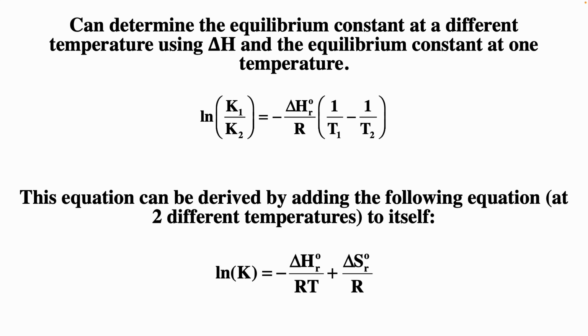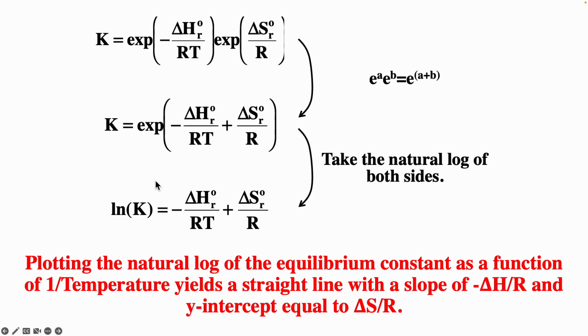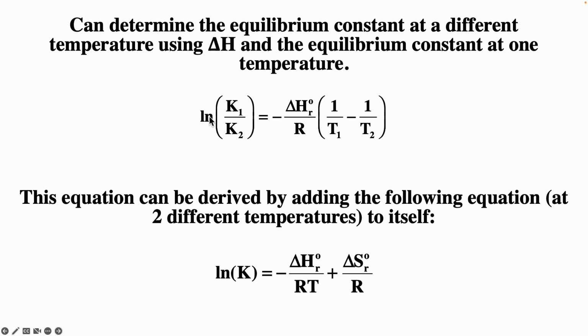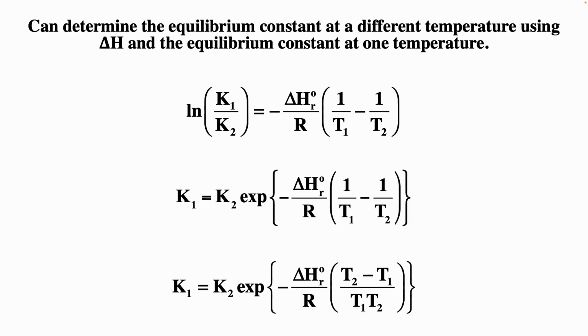And so we can actually determine the equilibrium constant at different temperatures using delta H and the equilibrium constant at one temperature. And so if we take this equation here at 2 different temperatures and subtract one from the other, we can actually derive this equation there. And if we do a little bit more algebra, so if we take this equation, take it to the power of e, we can end up here. If you want to clean this up a little bit, you can multiply this one by T2 over T2, this one by T1 over T1, give you that.